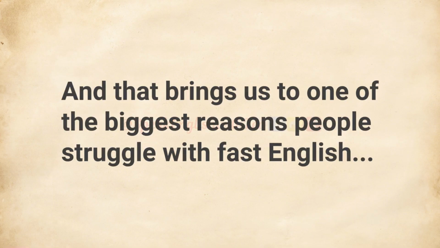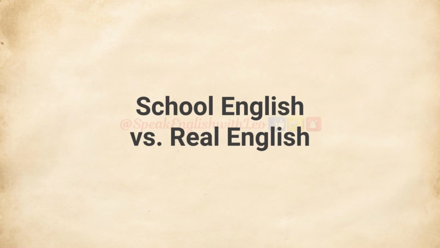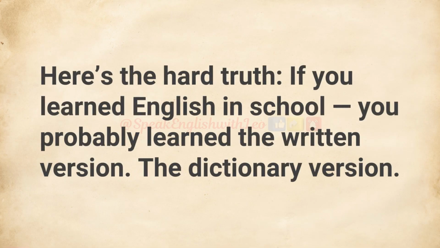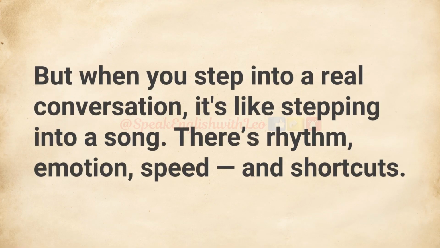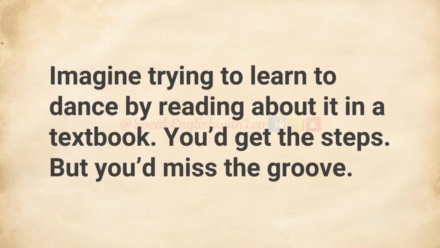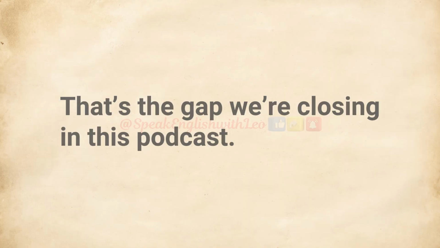And that brings us to one of the biggest reasons people struggle with fast English. School English versus real English. Here's the hard truth. If you learned English in school, you probably learned the written version, the dictionary version, the perfect grammar version. But when you step into a real conversation, it's like stepping into a song. There's rhythm, emotion, speed, and shortcuts. Imagine trying to learn to dance by reading about it in a textbook. You'd get the steps, but you'd miss the groove. That's the gap we're closing in this podcast.